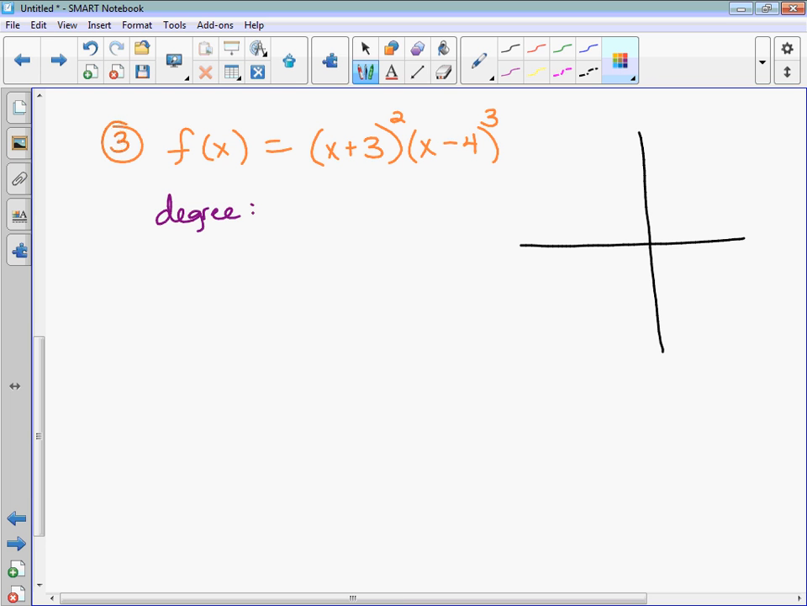So I want you to think about what is the degree. What are your x-intercepts with multiplicity? What's your y-intercept? You guys want to try this one? Make the sketch?